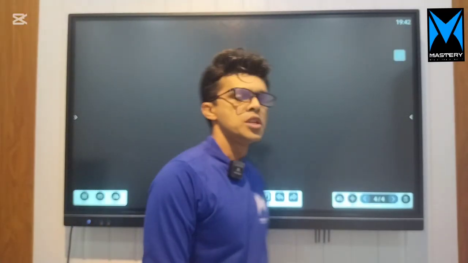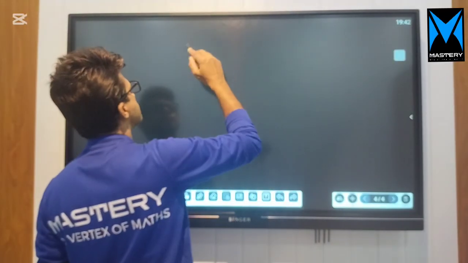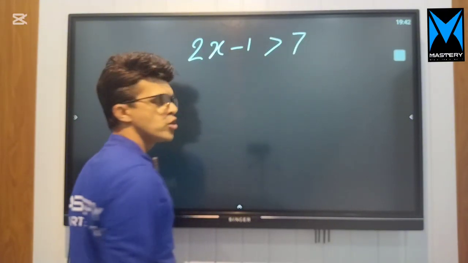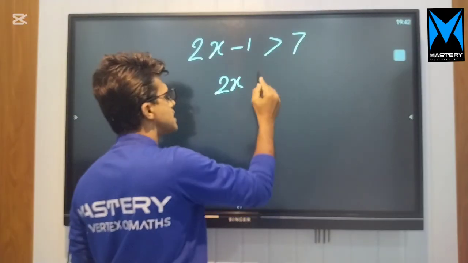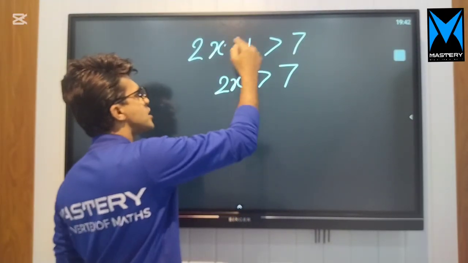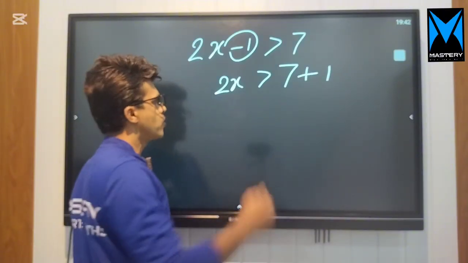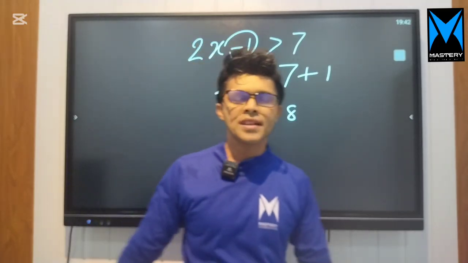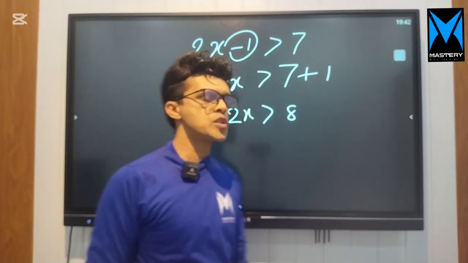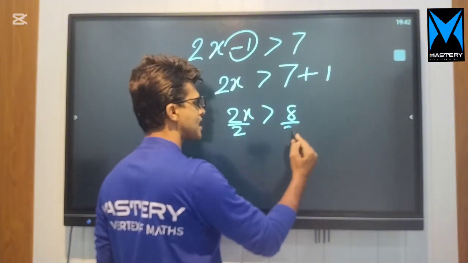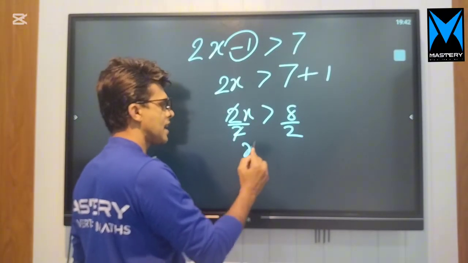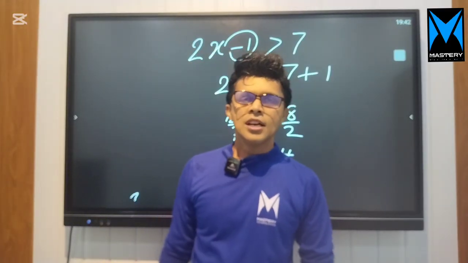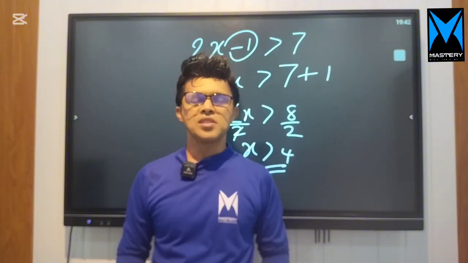I'll do this type of one: 2x - 1 > 7. How do you do this one? Then 2x is greater than 7, and minus 1 becomes plus 1 when it goes to the right side. So 2x is greater than 7 plus 1, which is 8. Now you could see the coefficient of x is 2 here, so both sides can be divided by 2. Then x is greater than 8 upon 2, which is 4. You could get an idea about the way of simplifying these types of inequalities.